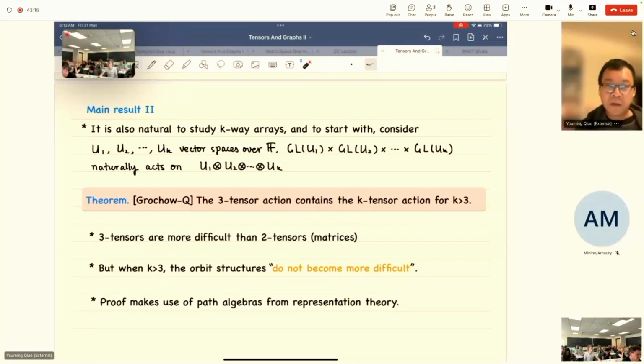Nice. Yeah, just one last comment is that the proof makes use of path algebras from representation theory.